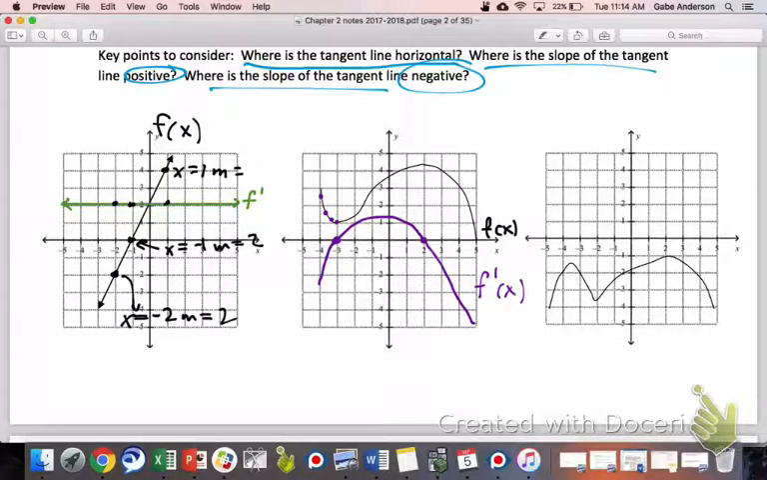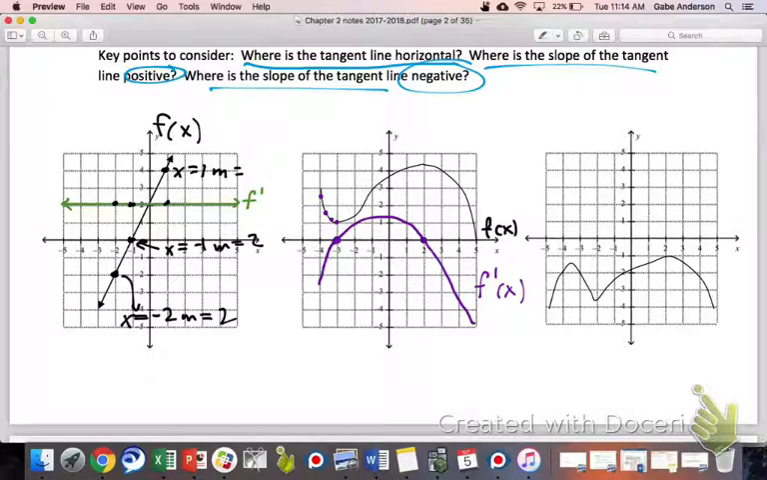Okay, ladies and gentlemen, let's try to clear this up as best we can. Remember the 3 things I'm wanting to see from you. Do you know where f prime is 0, also known as horizontal tangent lines? Also, do you see where f prime is positive and where f prime is negative? That has to do with where the slope of the graph is positive or negative. So how many zeros did you see?